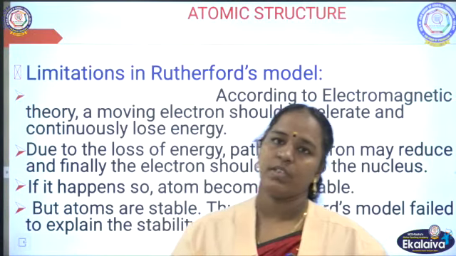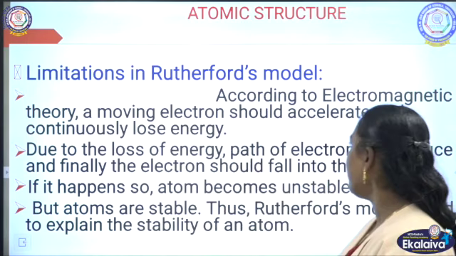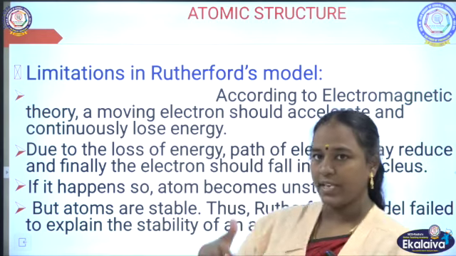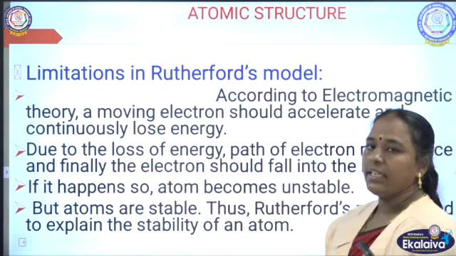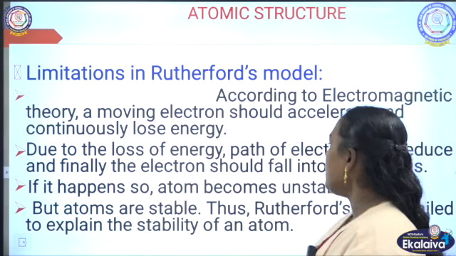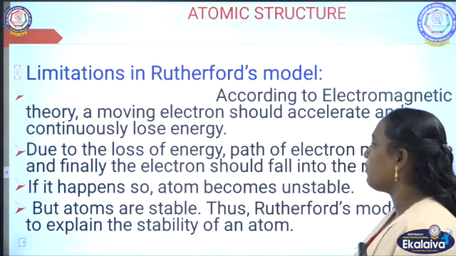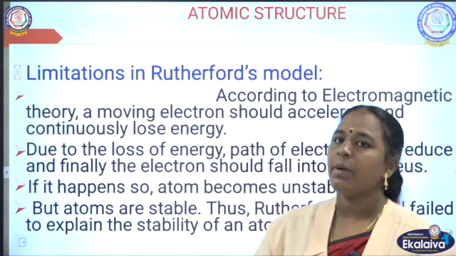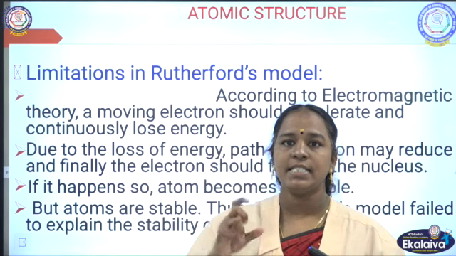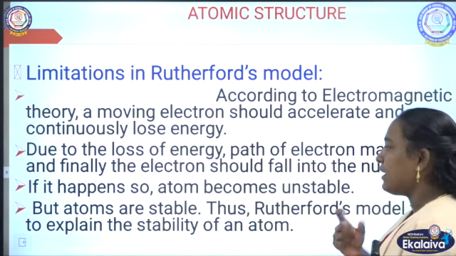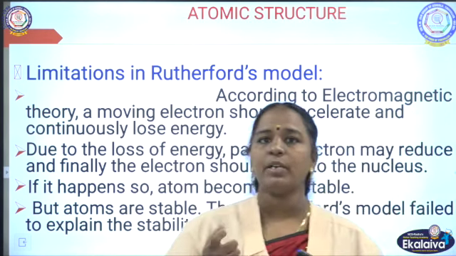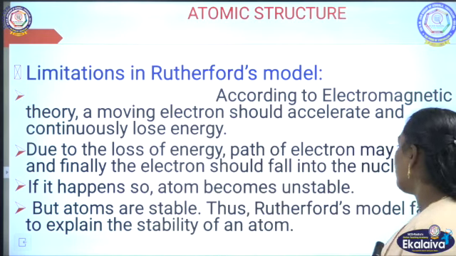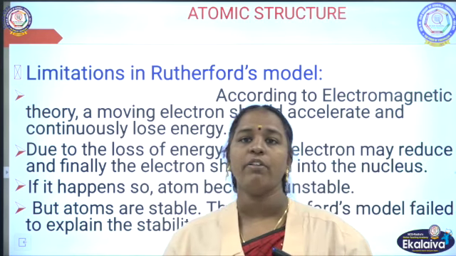Limitations of the Rutherford model. What is the limitation? According to electromagnetic theory, a moving electron should oscillate and continuously lose energy. Due to the loss of energy, the path of the electron would reduce and finally the electron should fall into the nucleus. But we know very well that atoms are stable. Rutherford's atomic model failed to explain the stability of the atom.